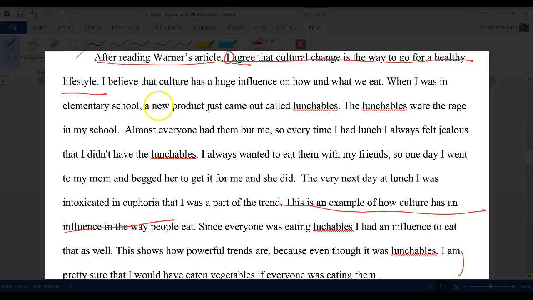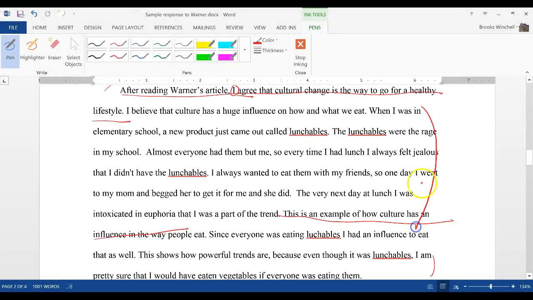This is a really nicely developed response. He has a great example here. He sort of recognizes that food is based on culture, and he gives his own personal example of how food was connected to culture for him with Lunchables.